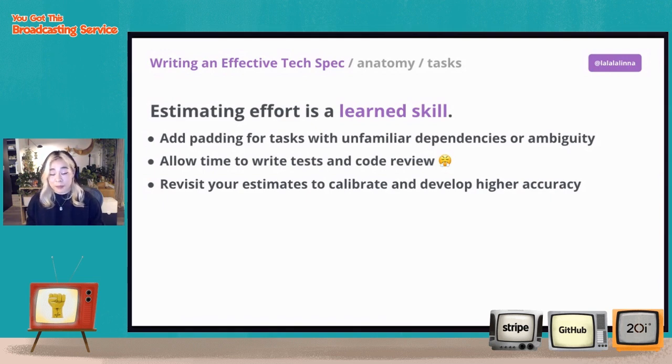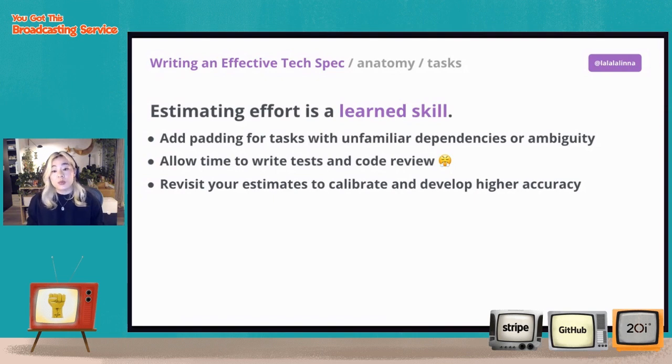Something that is also helpful is figuring out how to convert whatever you consider effort to be into time, so that you can communicate with your stakeholders and set realistic expectations. Some other tips that I have for estimating effort are to pad a little bit more time for tasks where you may have unfamiliar dependencies, or where it's more ambiguous, or you aren't completely sure how to do the thing. You also want to allow time to write tests and for code review to occur, just so that we're building something of high quality that is robust.